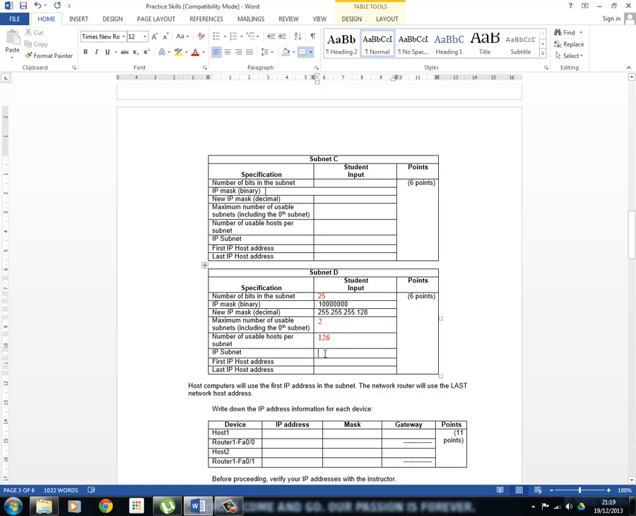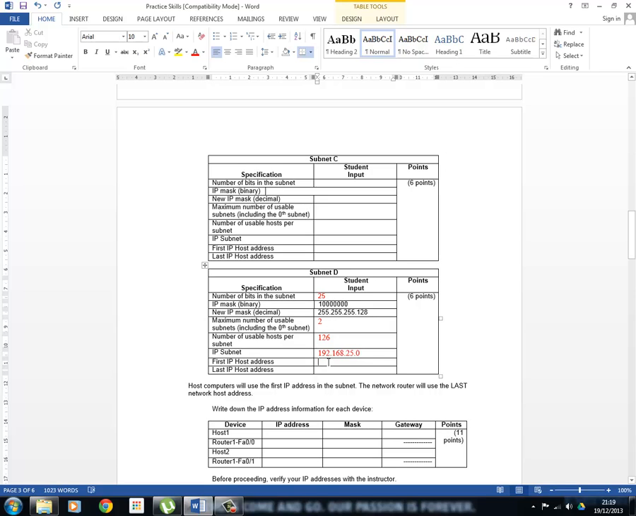Okay, what is the IP subnet? Well, this is the first one we've created. So it's going to be 192.168.25.0. Now it's up to you. If you want to put the CIDR on the end, you can do. Okay, I'll just leave it at that because we've actually got the subnet mask there anyway.